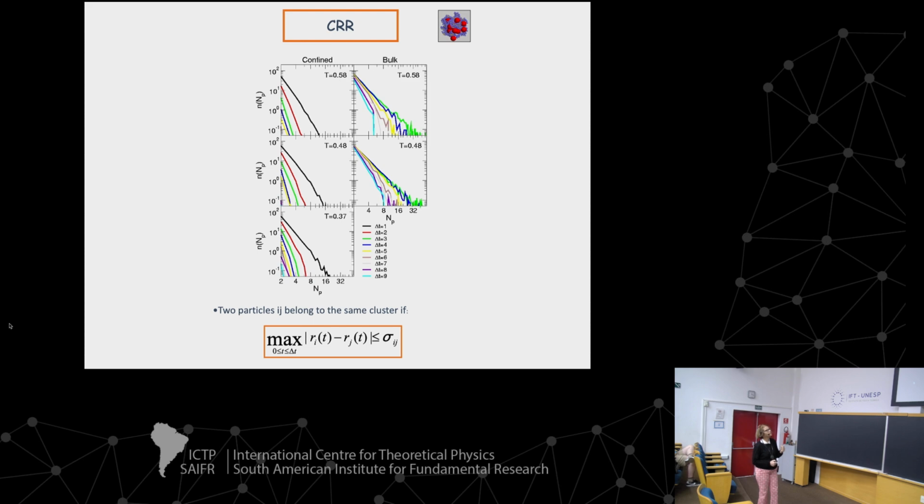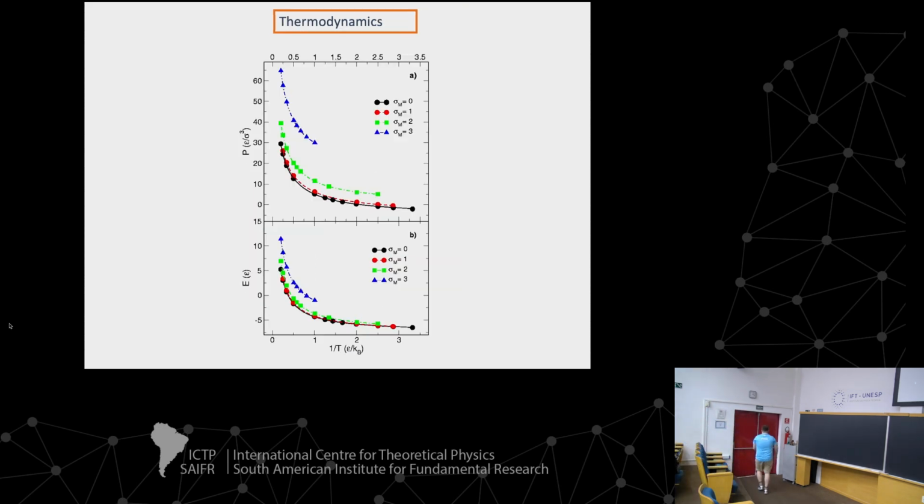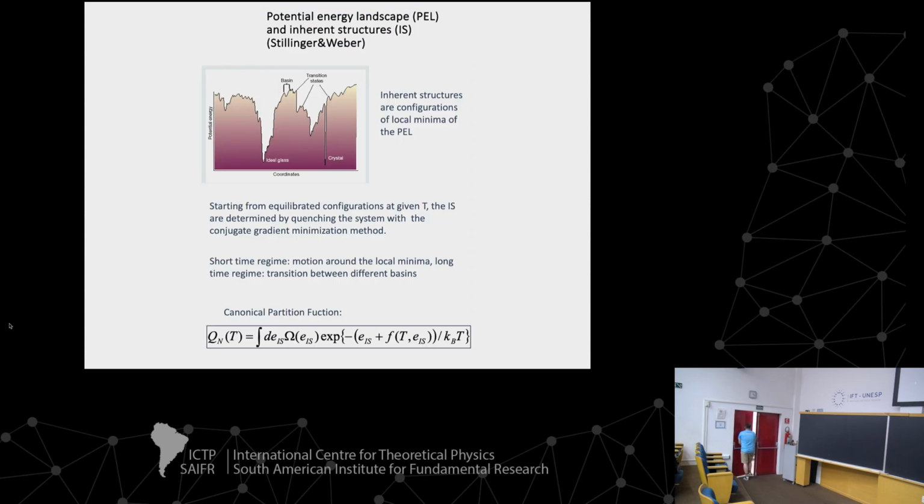And this is the difference between confinement and the bulk in the distribution of the cooperative rearranging regions, as a function of the number of particles that belong to the bunch of particles doing this together. This is another kind of analysis that can be done when you study the region that is below the range of validity of mode coupling. Okay, we've done also the study with the growing soft sphere. I don't want to present these results to you.